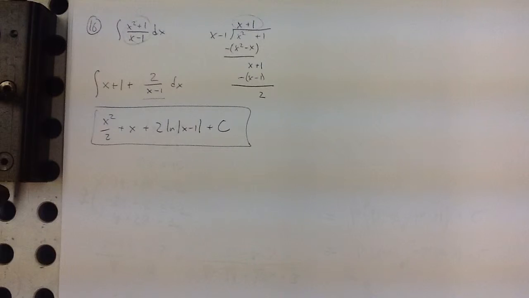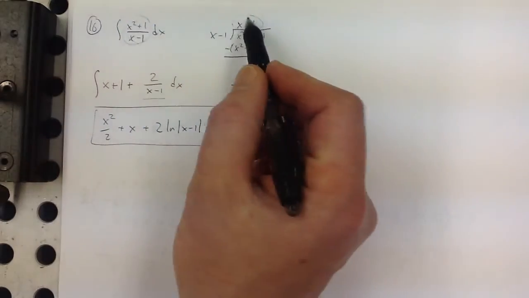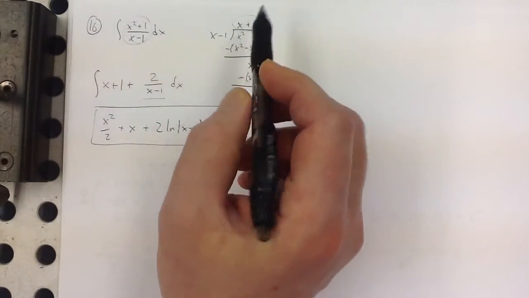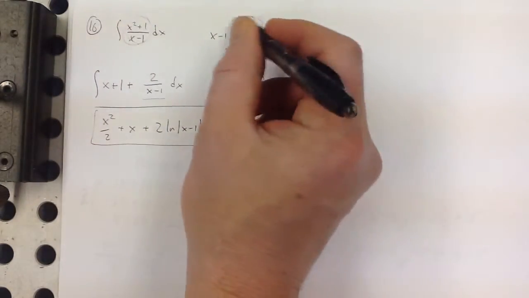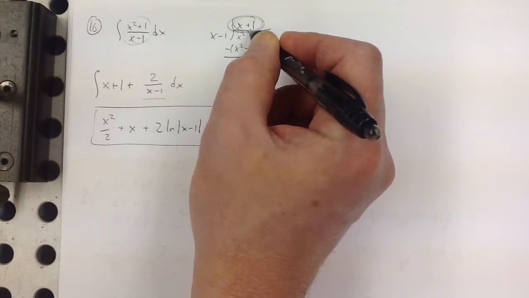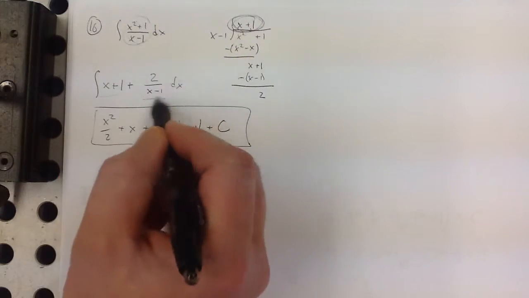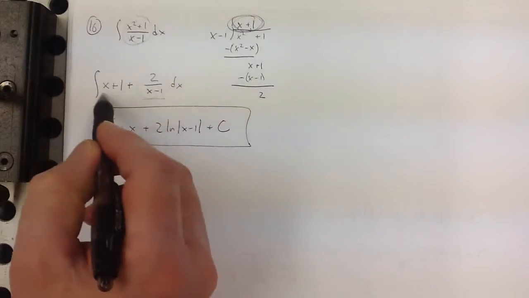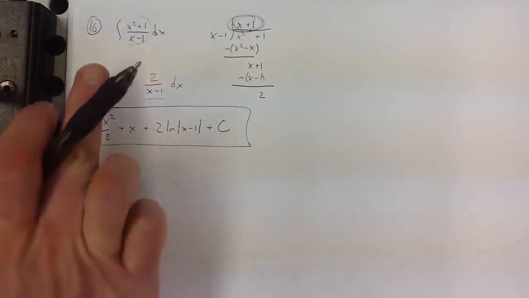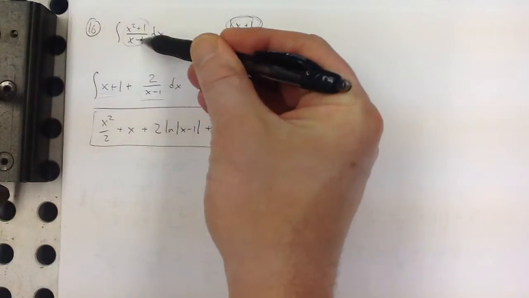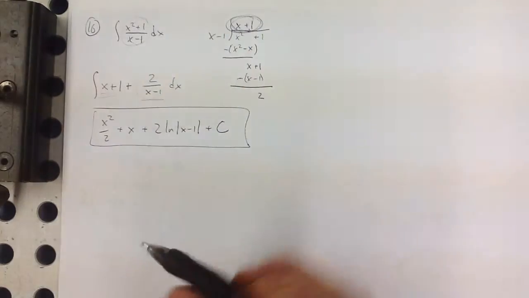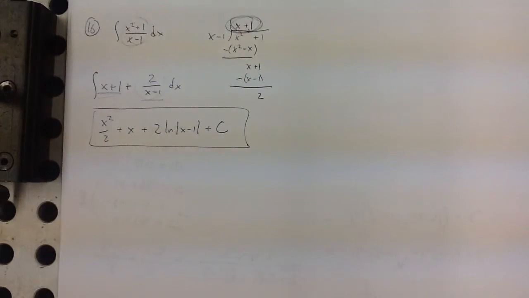That's it. The thing that people, I think, tend to mess up in problems like this is kind of losing track of this. Remember that when you do this division problem, this is the answer, and this is the remainder. So this whole thing has to be here, right? Not just this. 2 over x minus 1 is not equal to this. That's just the remainder. This is the quotient, right? The quotient.